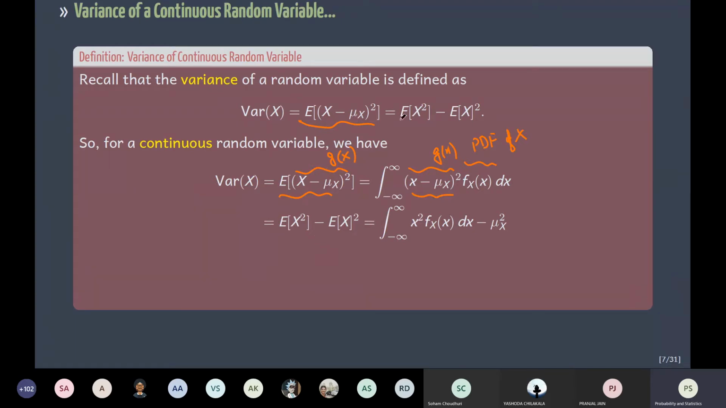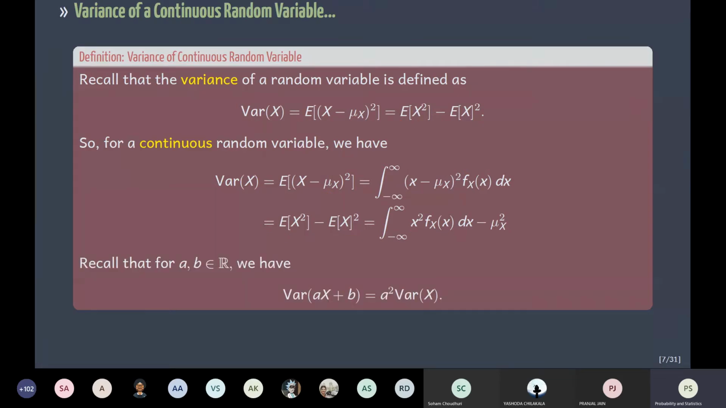Another way is to write it as the expectation of x squared minus the expectation of x, whole squared. In the continuous case, the expectation of x squared is the integral of x squared times the PDF of x, minus mu x squared, where mu x is the notation for the expectation of x. We have seen this before. So this is how we compute variance in the continuous case.